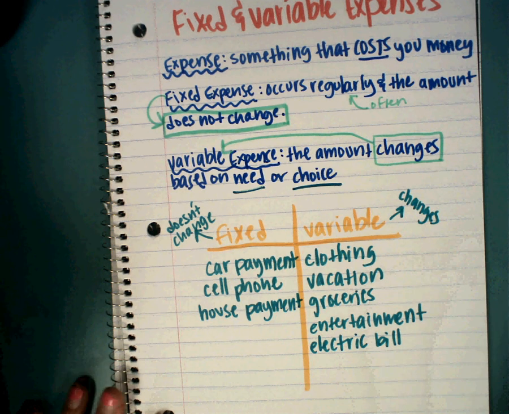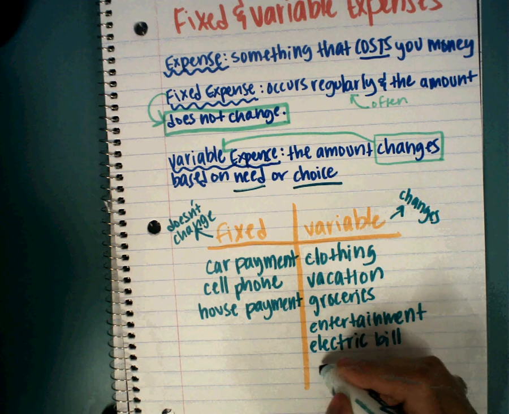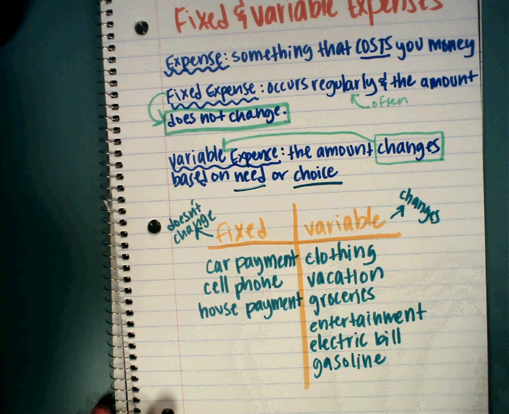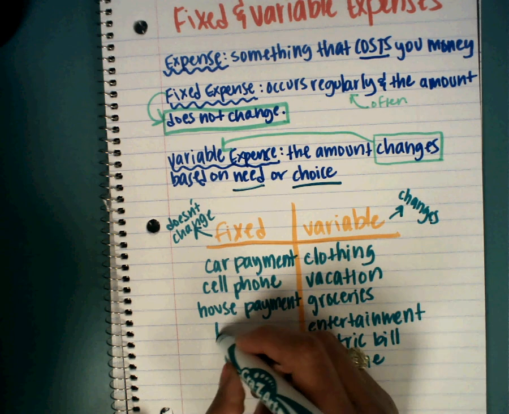All right, what about gas? Gas prices are always changing, and I may need more gas one week than I do another week, so gasoline is going to go over here. And then loan payments, that's something you set up with your bank. Remember that word loan means whenever the bank gives you money to borrow that you have to pay back. Well, your loan payments are going to be the same, so those are going to be fixed.